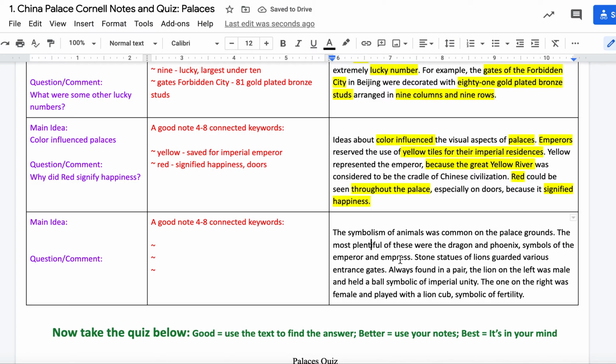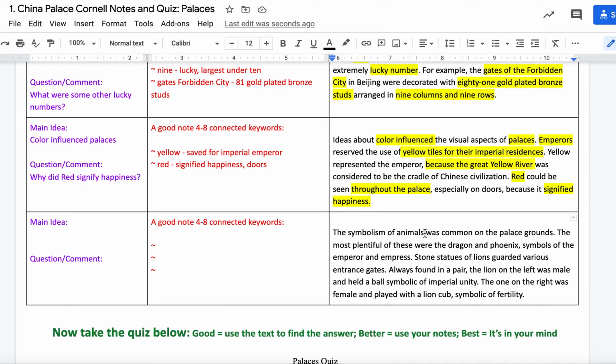The symbolism of animals was common on the palace grounds. The most plentiful of these were the dragon and phoenix, symbols of the emperor and empress. Stone statues of lions guarded various entrance gates. Always found in a pair, the lion on the left was male and held a ball, symbolic of imperial unity. The one on the right was female and played with a lion cub, symbolic of fertility.